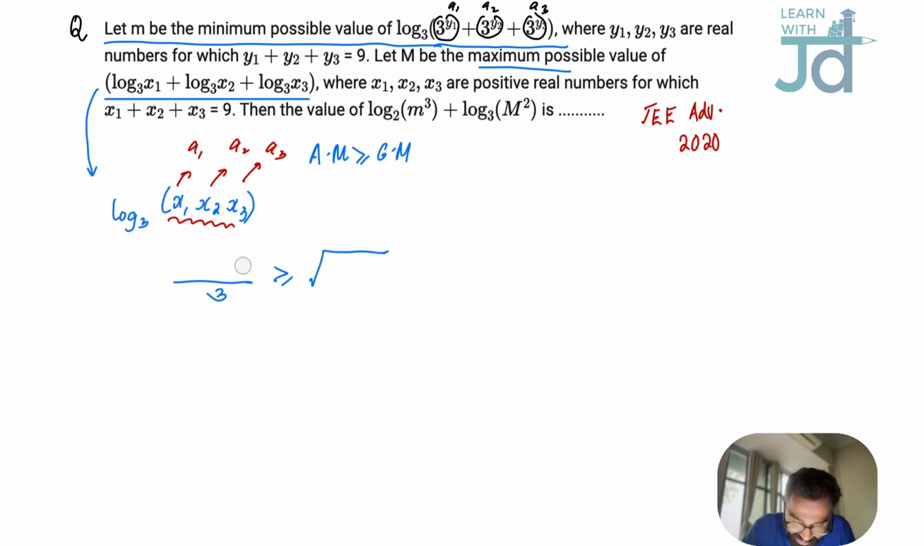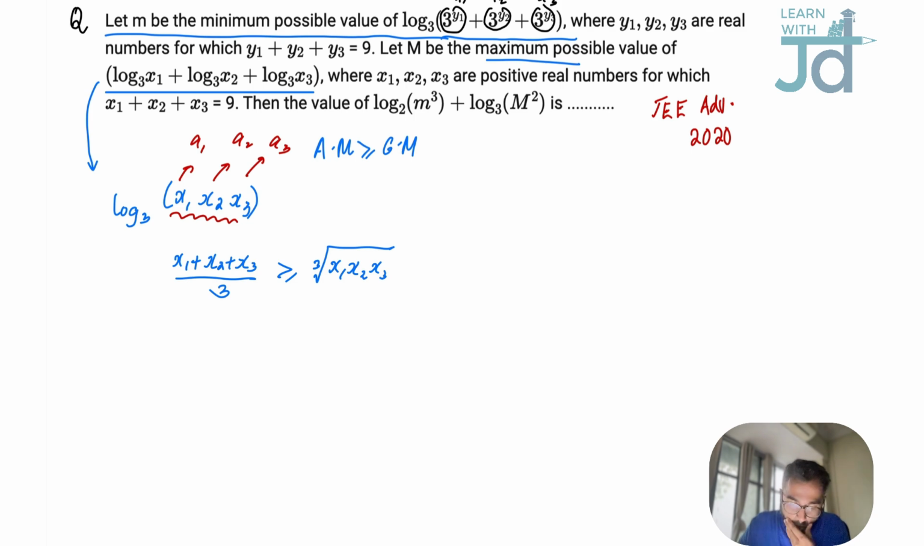So I'll directly write, why should I waste time on x1 plus x2, because I have told you I'm taking x1, x2, x3 as the 3 real numbers. Cube root of x1 x2 x3. At this stage there should be some clue somewhere. So they have given the clue as x1 plus x2 plus x3 is 9. So simply substitute that. 9 by 3 is greater than or equal to cube root of x1 x2 x3. So this is 3 greater than or equal to cube root of x1 x2 x3.